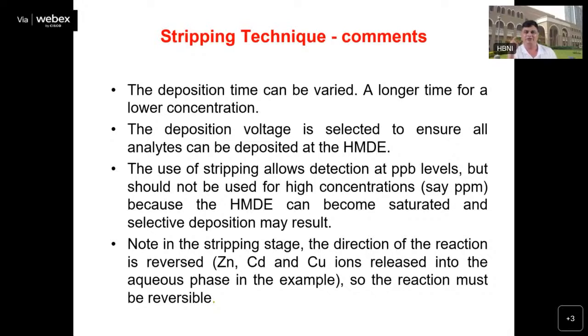concentration, because if you use high concentration, the electrode will become saturated, and this selective deposition may not work in that case. And in the stripping stage, the direction of the reaction is reversed. For example, zinc, cadmium, and copper are released into the aqueous solution in the example. So the reaction must be a reversible reaction, so that also has to be taken care of. That reaction should be reversible.